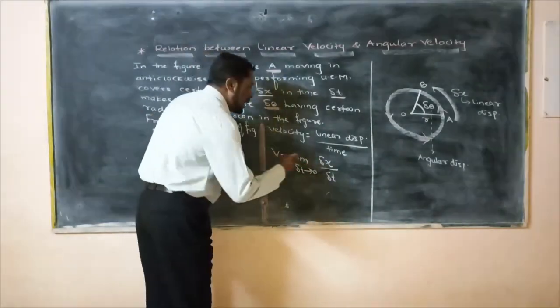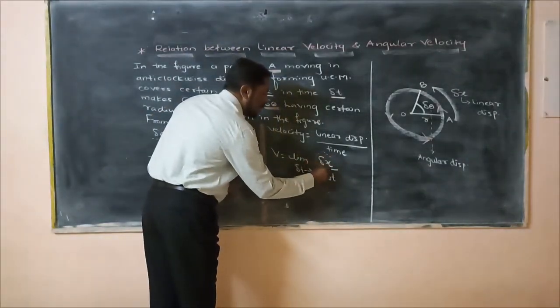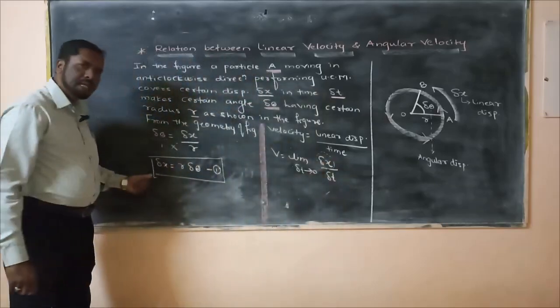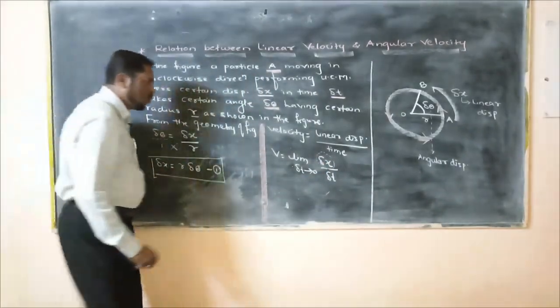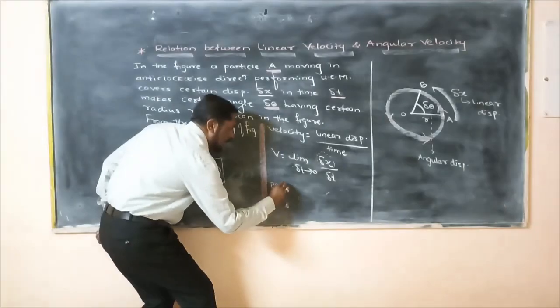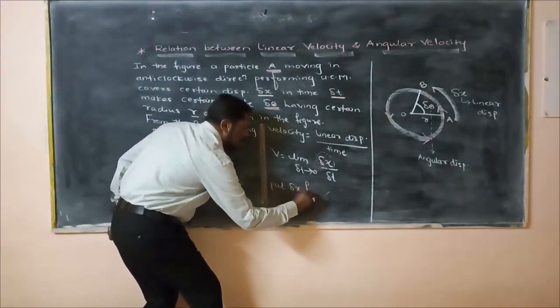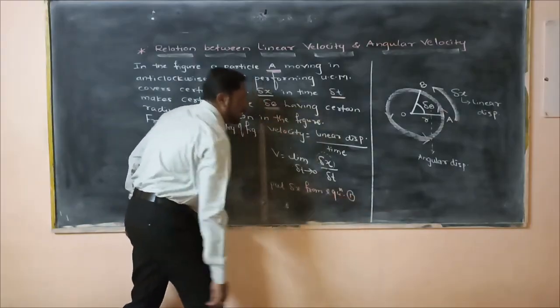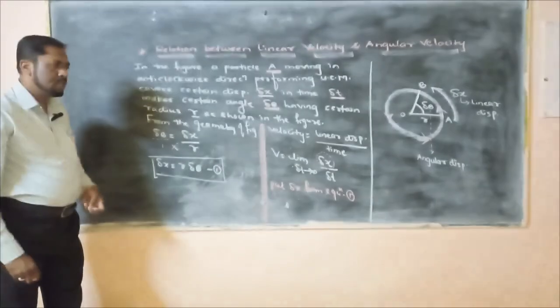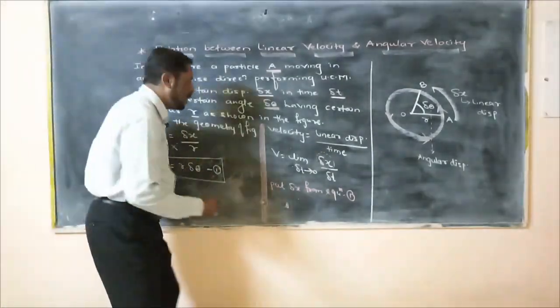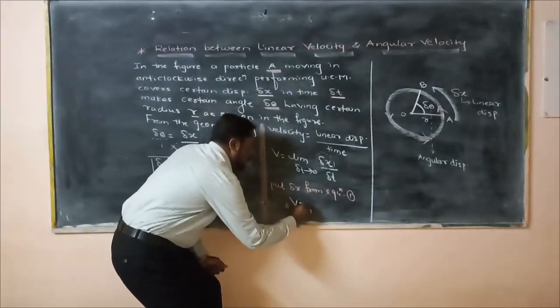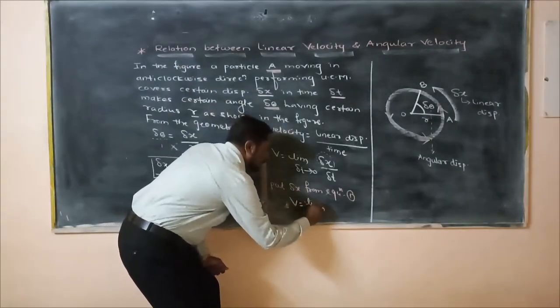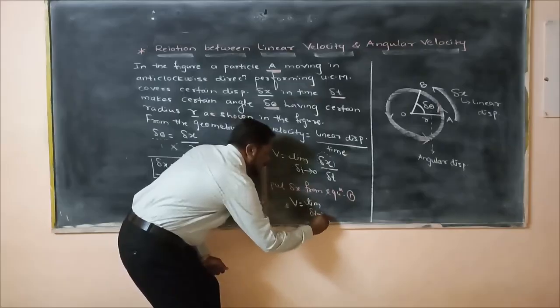But what do we understand by this delta x? We have its value in equation 1. So what can we write? Put the value of delta x from equation 1. We can write v is equal to limit delta t tends to 0.